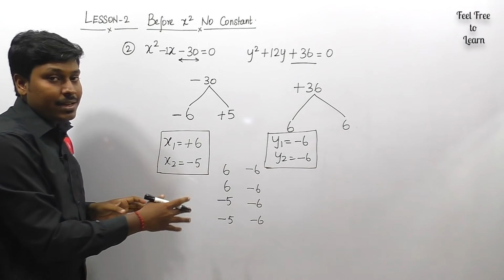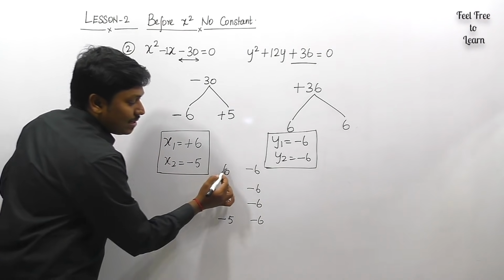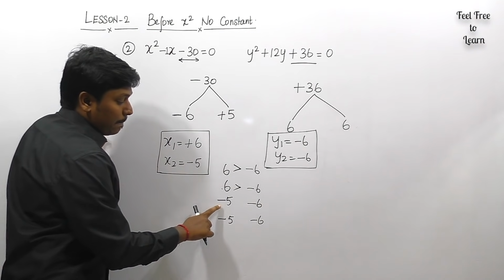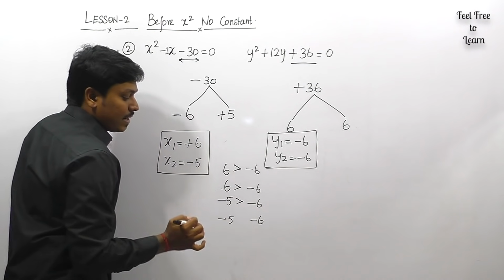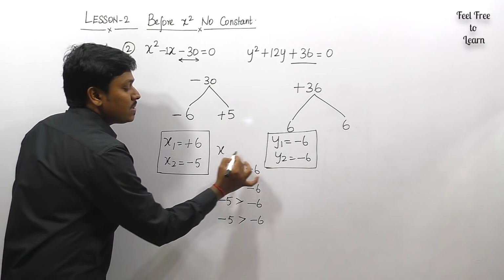The concept behind here is we need to compare all the x values with the y terms, right? So 6 and minus 6, 6 is greater than minus 6, again 6 is greater than minus 6, minus 5 is greater than minus 6, minus 5 is greater than minus 6. So these are the x values and these are the y values.